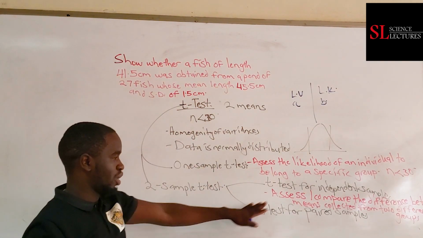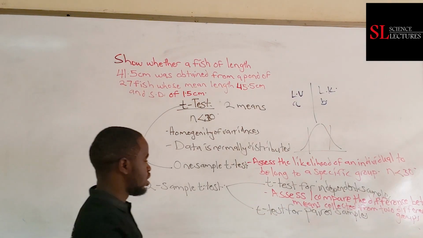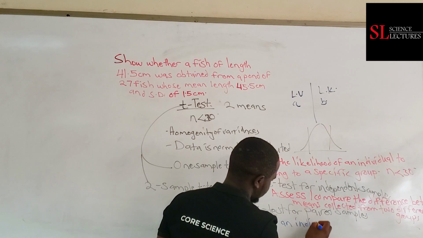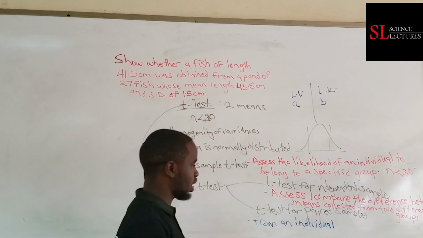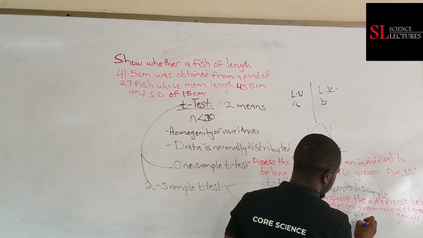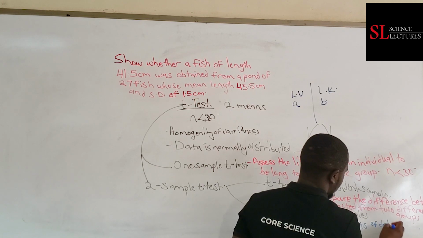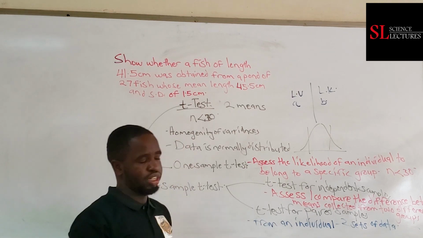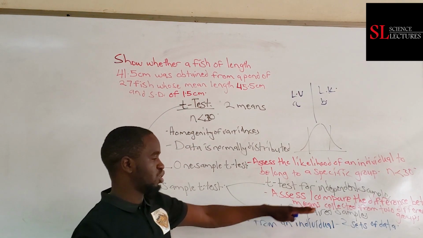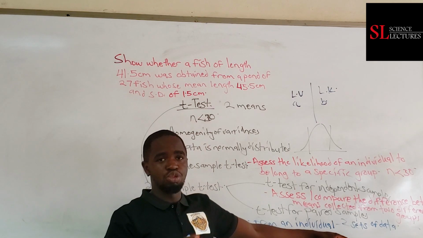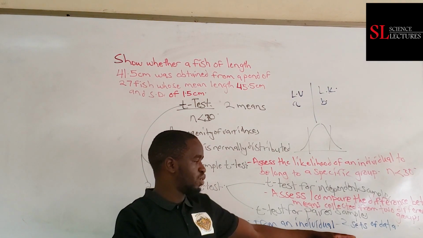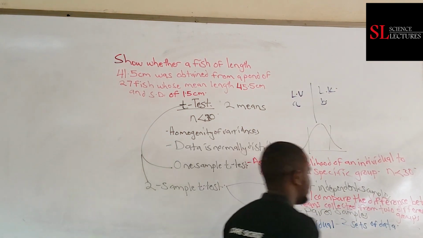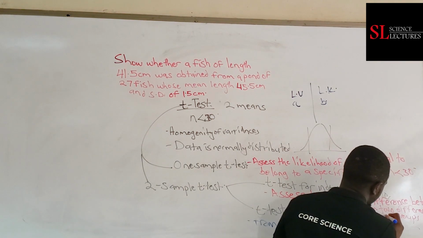However, you can run an experiment, or you can collect data from an individual, and from this individual you collect two sets of data, and you'll have to check whether there is a difference within that data. So whenever you collect data from an individual, and you have to assess whether there is a difference between the means obtained from the two sets of data, that is when you use a t-test for paired samples, or sometimes what they call a t-test for matched samples.